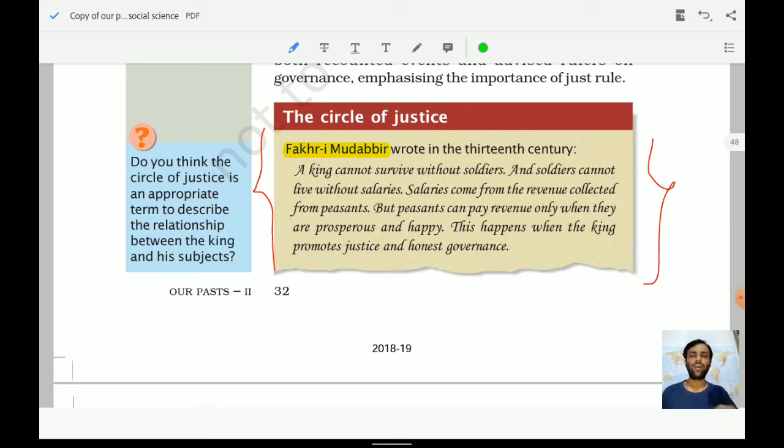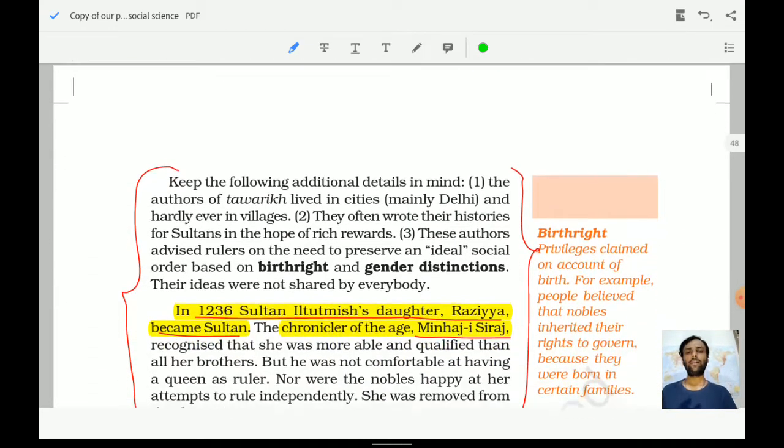So finally, all people used to depend on justice. If there was no justice, no governance, then this circle was incomplete. The peasants can pay the revenue only when they are prosperous and happy, and this happens when the king promotes justice and honest governance. So it is talking about how justice and governance play an important role not only in prosperity and happiness, but in the overall development of any kingdom, right? This has been provided in this particular paragraph.